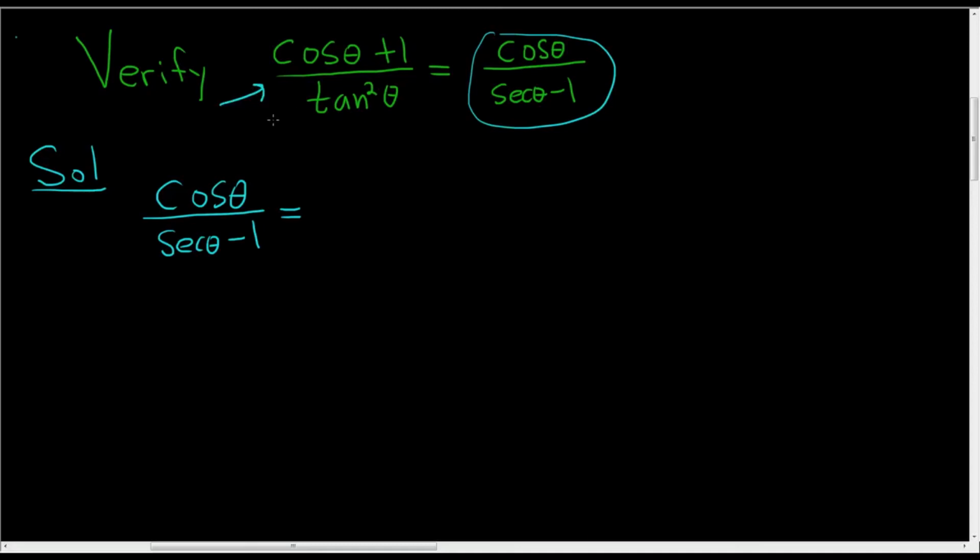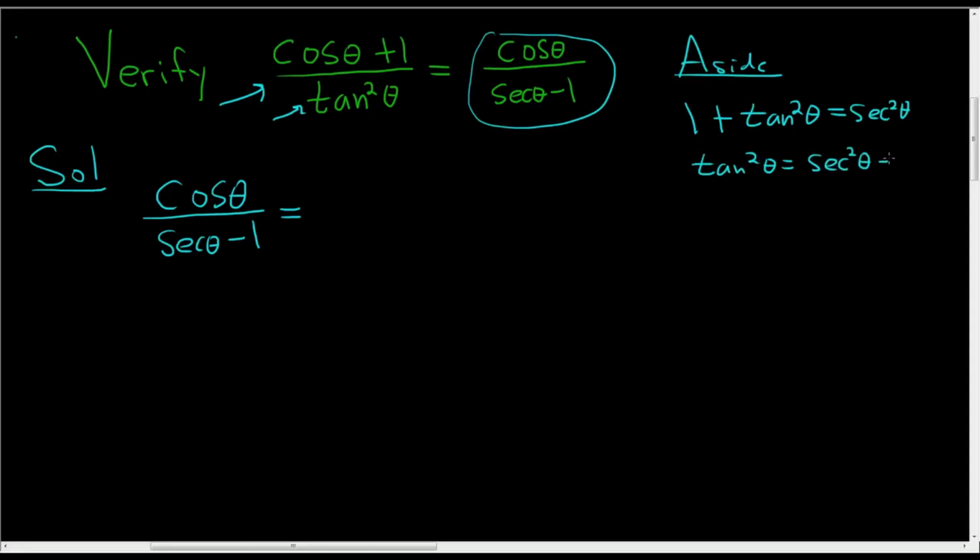Now you see here we have a tangent squared. And we know something about tangent and secant. Let me do it over here, aside. We know that 1 plus tangent squared of theta is equal to secant squared. All right, that's what we know. So tangent squared of theta is equal to secant squared of theta minus 1. And this is actually secant theta minus 1 times secant theta plus 1. So here we have secant theta minus 1, so we're missing a secant theta plus 1.